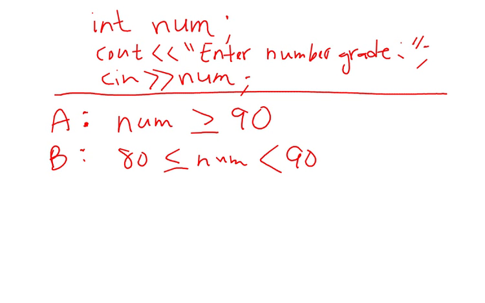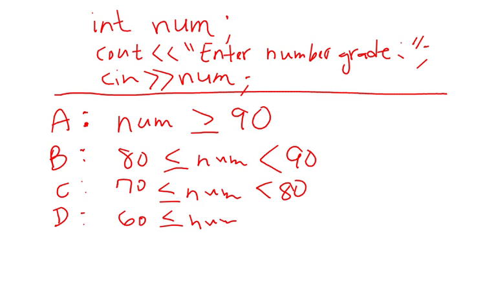All right, and then C is between 70 and 79, so I'm checking if 70 is less than or equal to number, is less than 80. Then D is between 60 and 69, so 60 less than or equal to number, less than 70. And then F is anything below that, below a 60, so num less than 60. So that's what I'm asking. I'm asking all these questions.